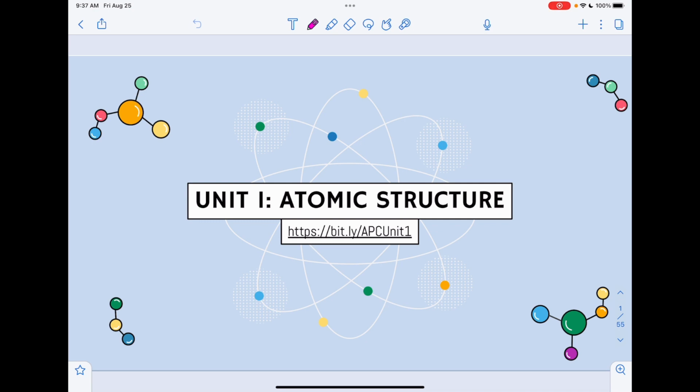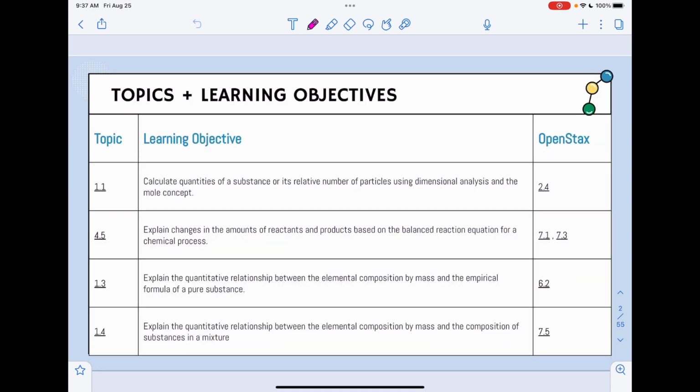So, let's get started. Our learning objectives for today: we are going to review very quickly 1.1 and 4.5, which are both review objectives from previous chemistry classes. 1.1 is the idea that we can convert between grams, moles, and particles. And 4.5 is using a balanced chemical reaction equation to determine different quantities, also known as stoichiometry. We're not going to hit stoichiometry too hard. It's just something that I want you to remember that you knew how to do at one point in time.